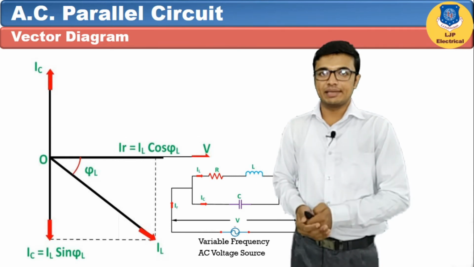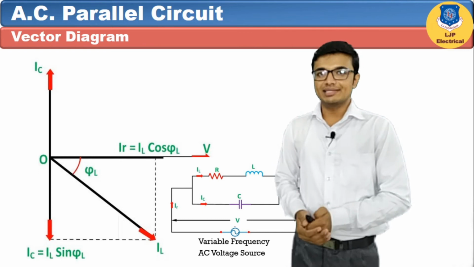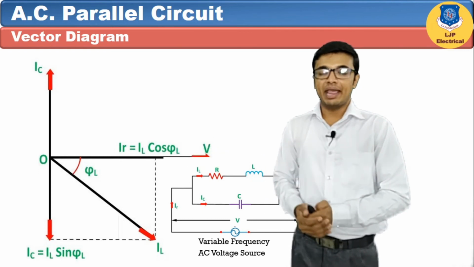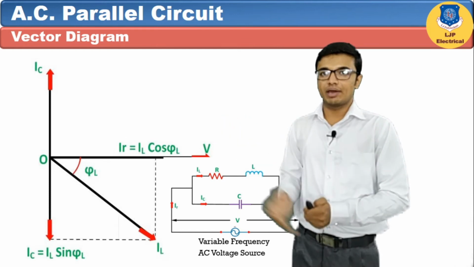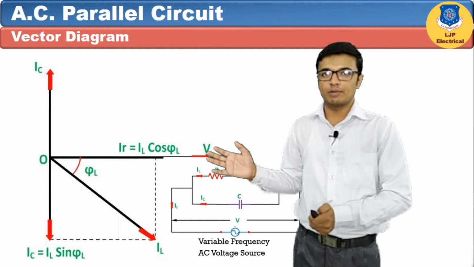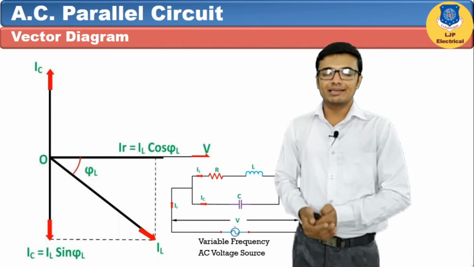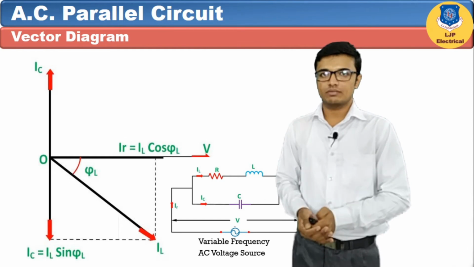At this frequency, the value of capacitive current will become equal to the value of the reactive component of inductor current, that is IC is equal to IL into sin phi L. It means capacitive current and reactive current will cancel out each other. So the circuit will take only current from the supply, that is IR, and that is resistive current. So the power factor of resistive current is unity.